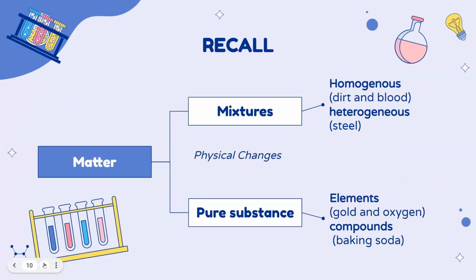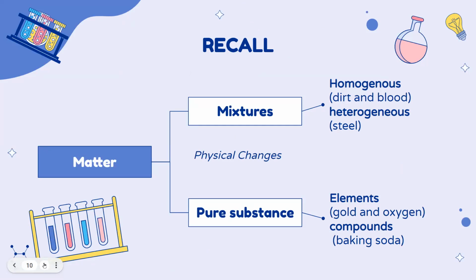I know this is a lot, but let's recall everything we just said. Matter can be divided into mixtures and pure substances, and the common thing between them is physical changes. Now, when it comes to homogeneous, we have steel. Heterogeneous, we have dirt and blood.